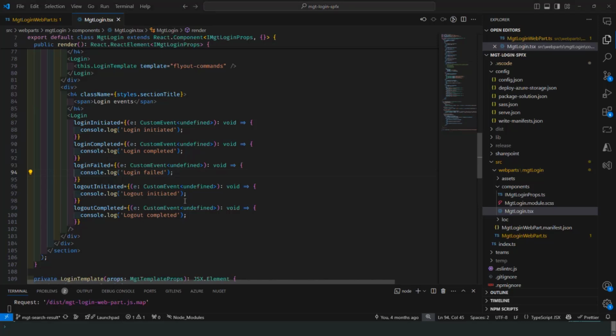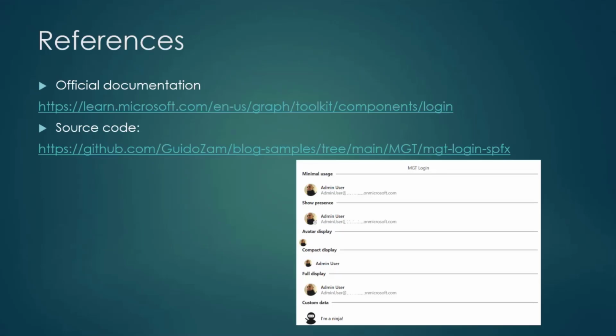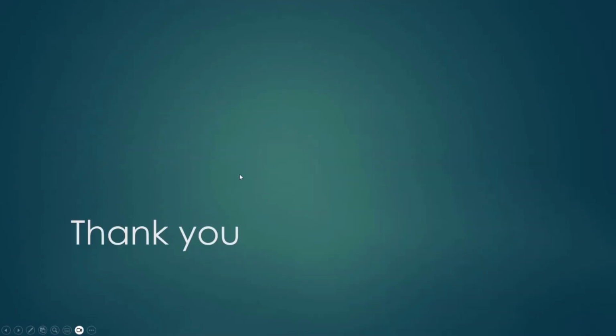So switching back to my slides, just a couple of references. You have the possibility to check the official documentation if you want to discover more, because I covered only a part of the possible properties of the login control. And also, if you want to check out the code I just showed you, you can check it out on my GitHub repo. And that's it.